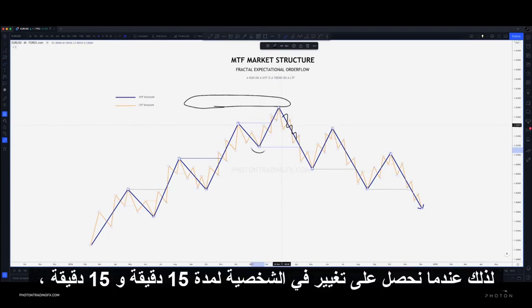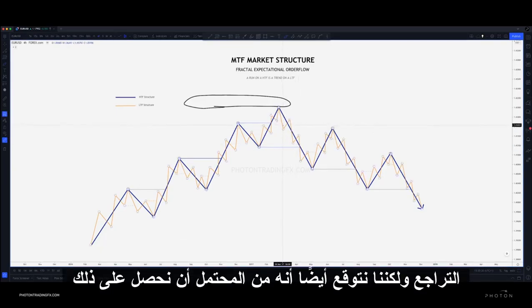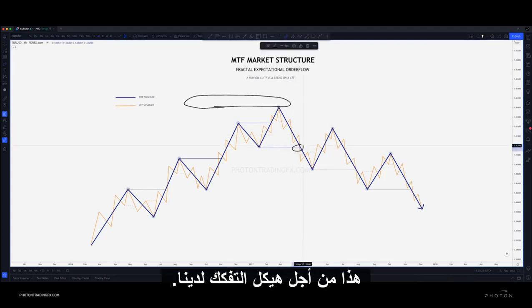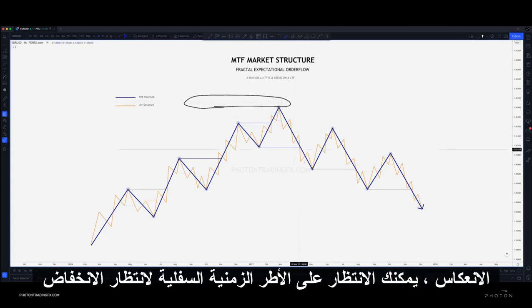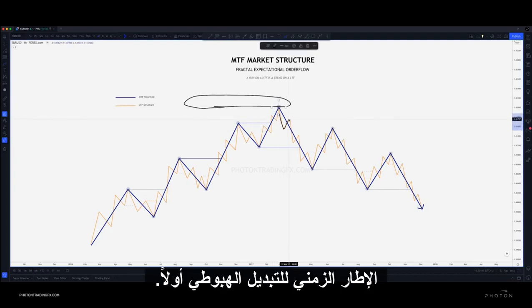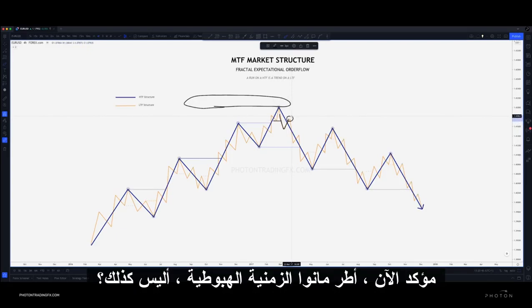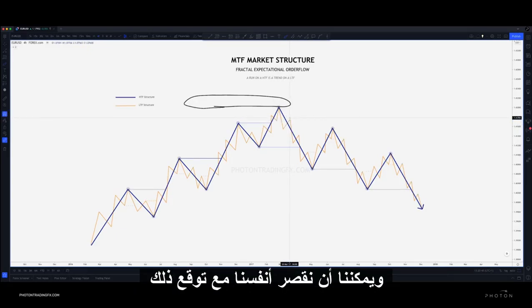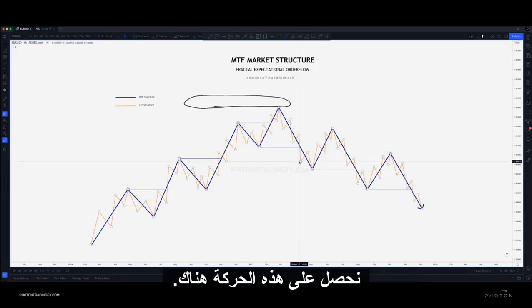So when we get that 15-minute change of character and the 15-minute switches bearish, at minimum we can expect the 4-hour chart to pull back, but we are also anticipating that potentially we may get that 4-hour break of structure. So the point here is that if you're anticipating a higher time frame reversal, you can wait for the lower time frame to switch bearish first. So when we take out that low on the lower time frames, we are now confirmed bearish on the lower time frames, and we can position ourselves short with the anticipation that potentially this will break, but of course it's not confirmed until we get that movement there.